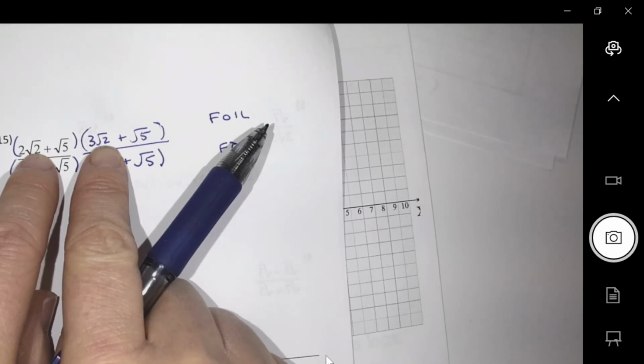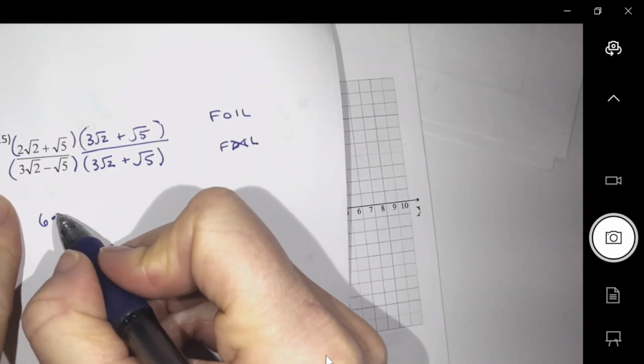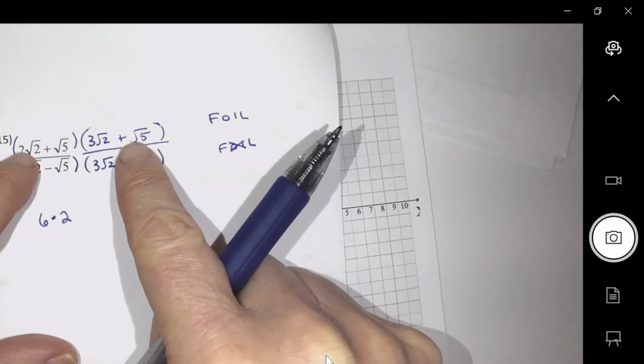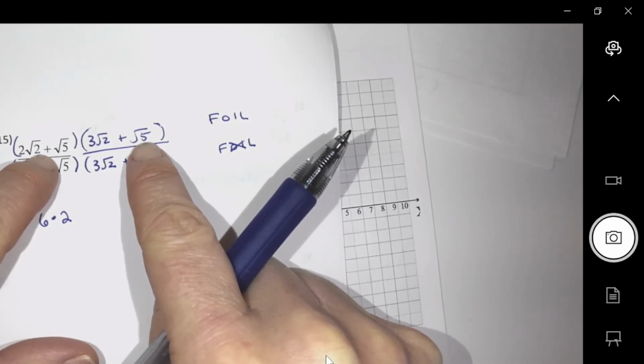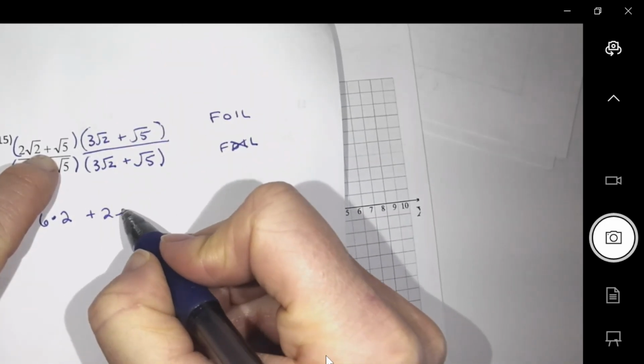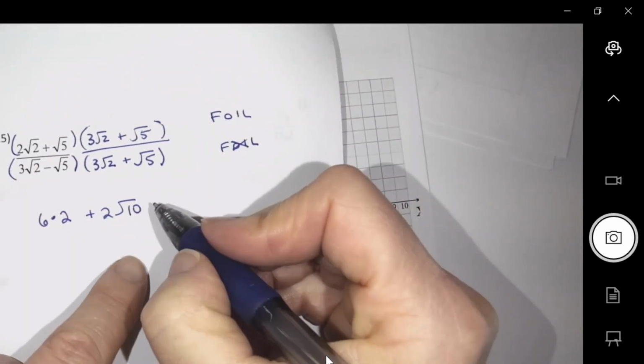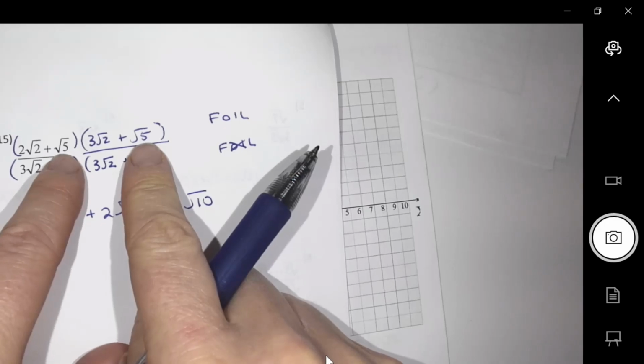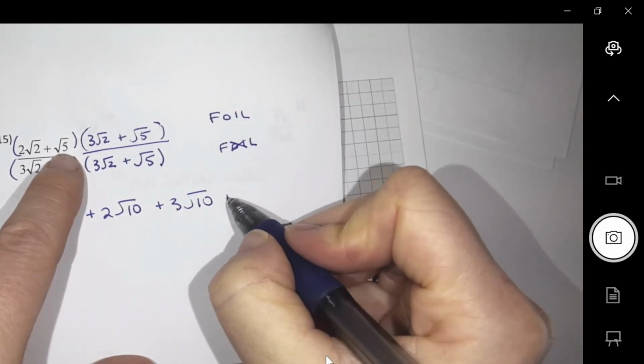So first is 6. What's a root 2 root 2? 2. So 6 times whole number 2. Out is 2 root 10. Insides, I have a 3 root 10. And last, what is a root 5 root 5? Just a 5, and it's a plus.